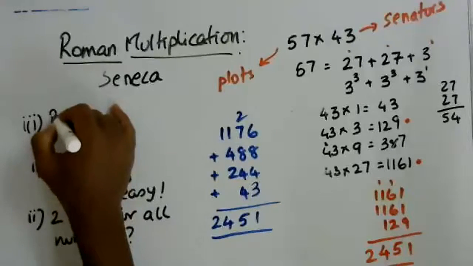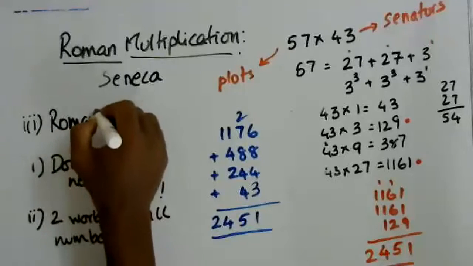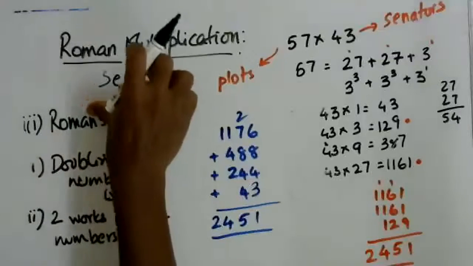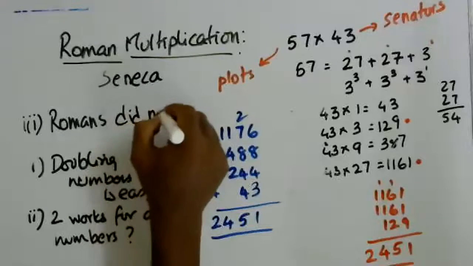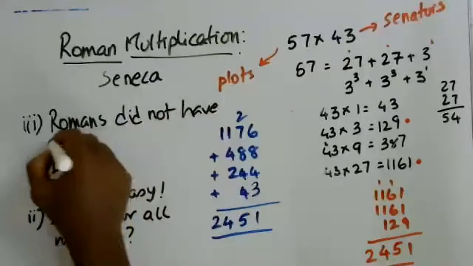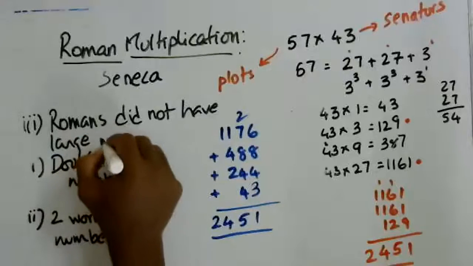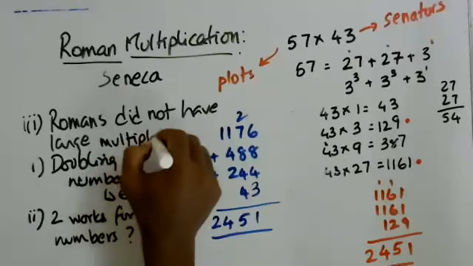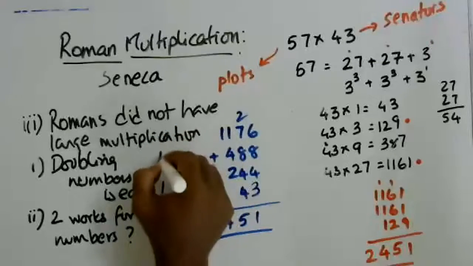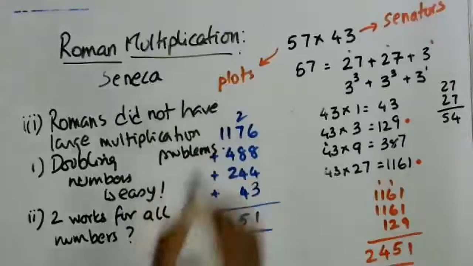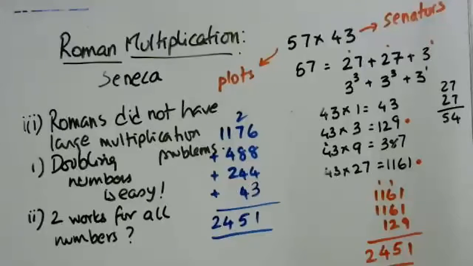So I can write then, Romans did not have large multiplication problems. Do you think I can put that there as being one of the reasons? Sir, but how do we know that they did not have large multiplication problems? Yeah, because that is how I imagine it.